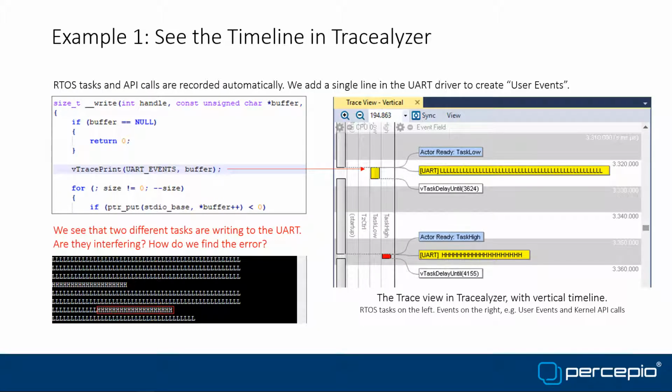To analyze this with Tracealyzer, we record a trace of the test case until we see the problem again. In the trace view on the right, you see the RTOS task scheduling and RTOS API calls. These are recorded automatically in supported operating systems. We have also added a user event in the UART driver to capture this in the trace. User events are shown as yellow labels. We see that two different tasks are writing to the UART, so they are probably interfering somehow. But the trace is quite long, so how do we find the location of this error?